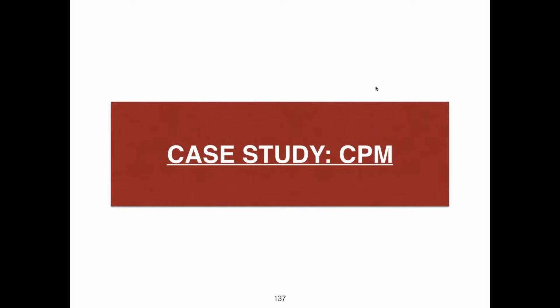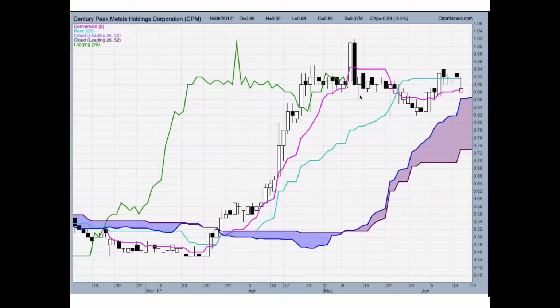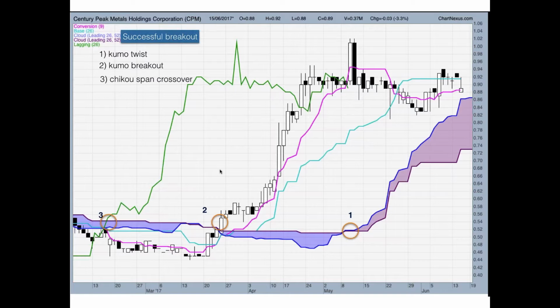Now, another example of a successful breakout is CPM. We find the same elements. First, we have the Kumo twist. Second, we have the price break above the Kumo. Third, the Chikou span crossover. Fourth, the Kijun-sen crossover. Fifth, the Tenkan-sen crossover above the Kijun-sen.